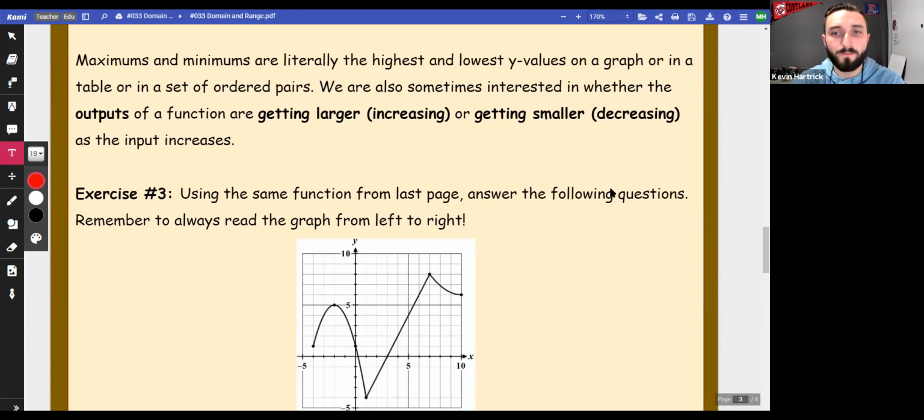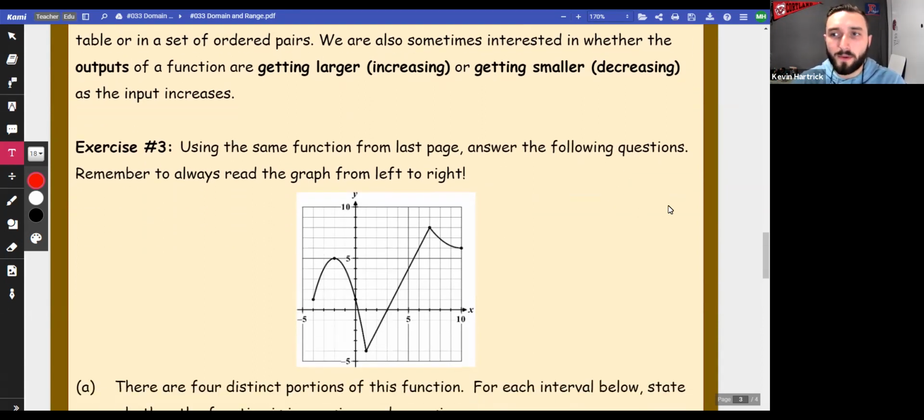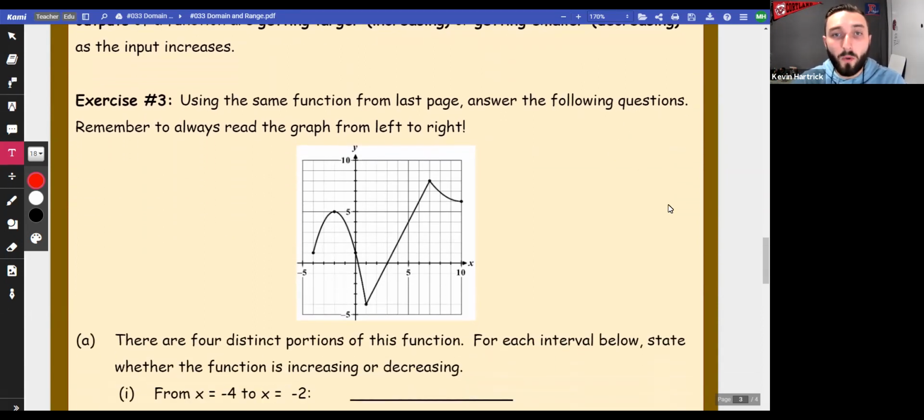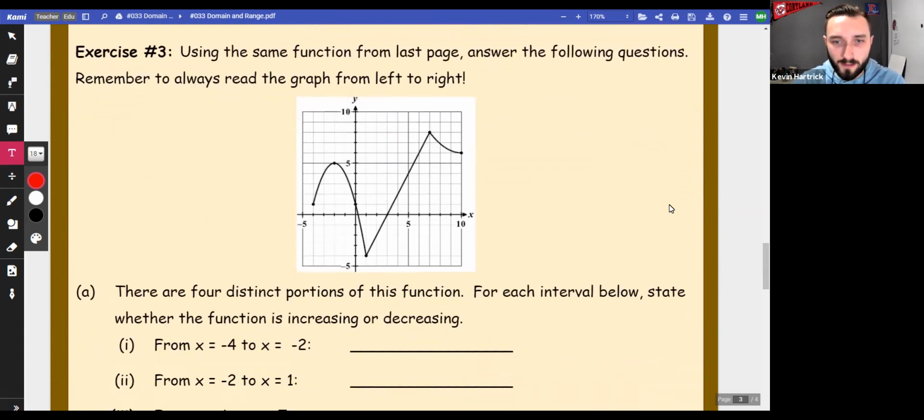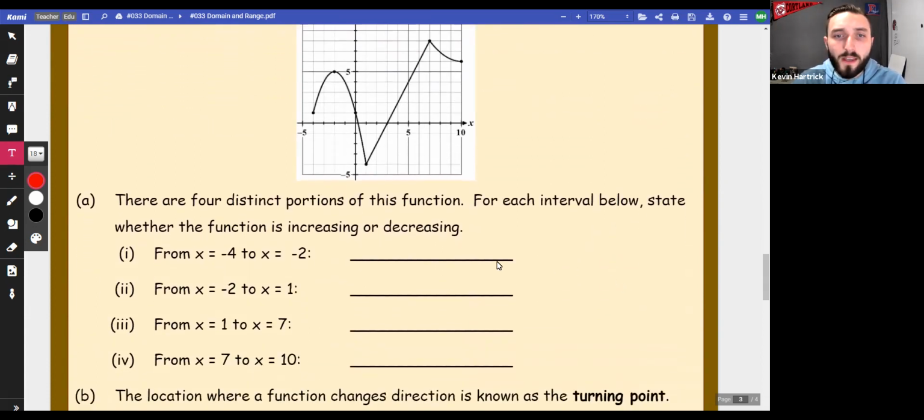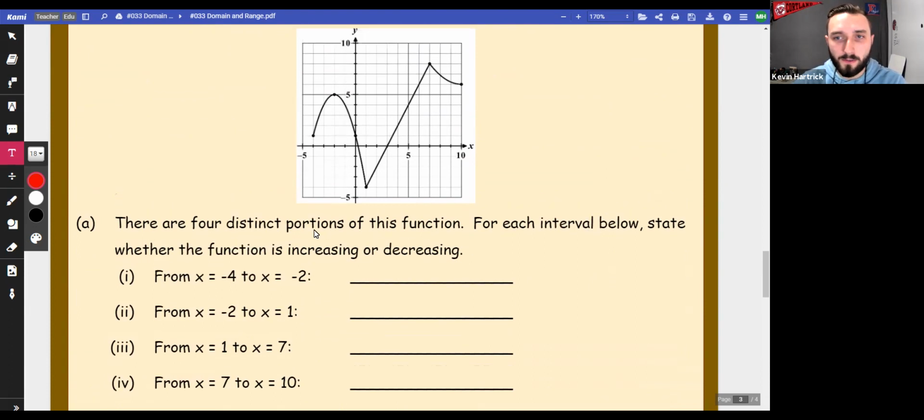So exercise number 3. Using the same function from last page, answer the following questions. Remember, always read the graph from left to right. This is important. So A, there are 4 distinct portions of this function. For each interval below, state whether the function is increasing or decreasing. Okay. So from x equals -4 to x equals -2.